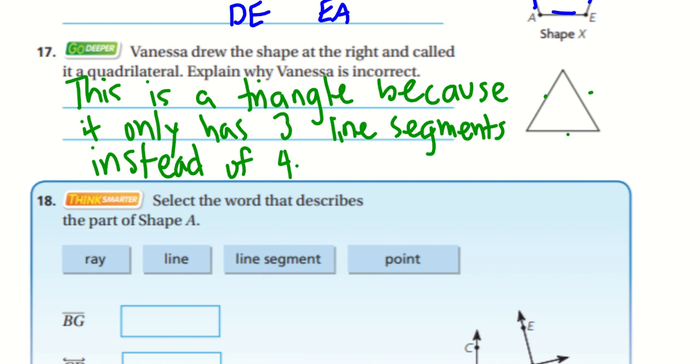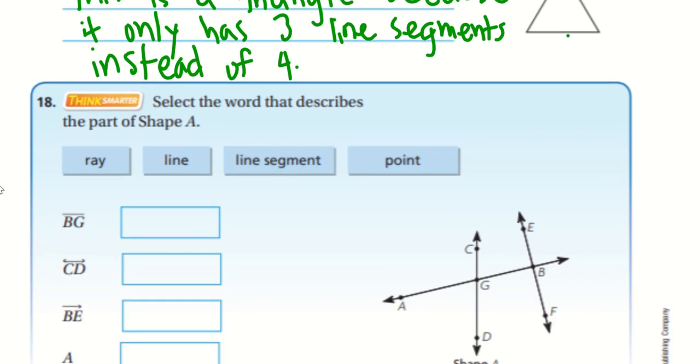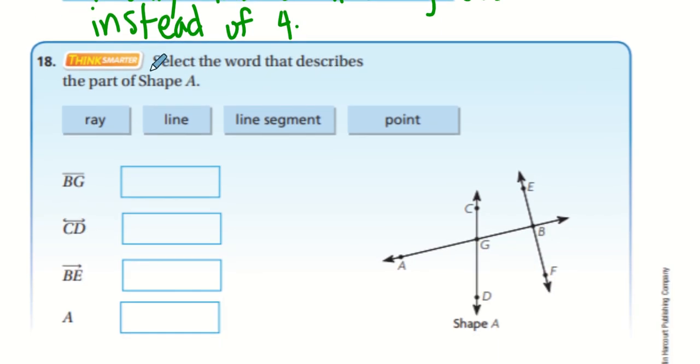Okay, I'm going to scroll down. Pause if you need to. Number 18, it says select the words that describes the part of shape A. So here's shape A. Okay, we got to figure out which one of these is a ray, a line segment, a line, and a point. Okay, so quick review. Rays continue on in one direction. They have 1 arrow. Lines continue on in both directions forever. They have 2 arrows. A line segment has 2 endpoints. It's just talking about a part of a line. And a point is just either an endpoint at the end of a line or a point somewhere on a line.